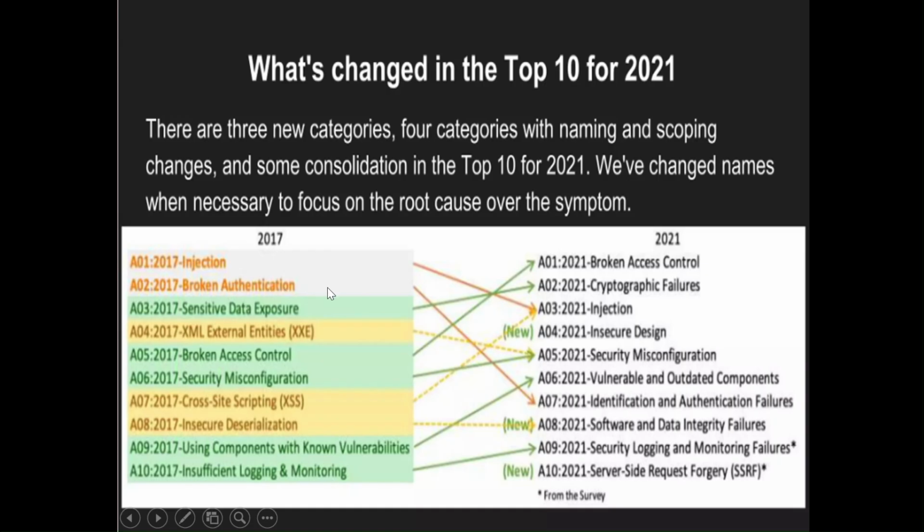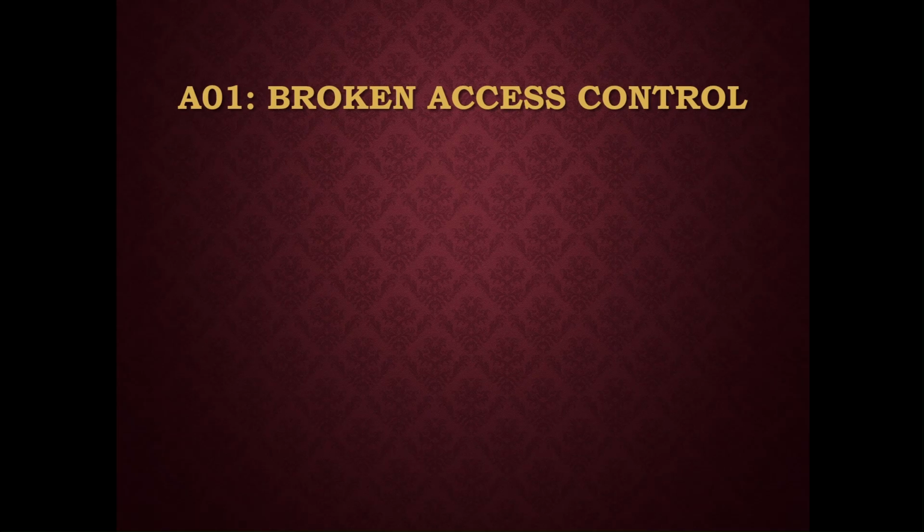Broken authentication was second. Now it has moved to number 7 and changed its name to identification and authentication failures. Similarly, these all changed, and 3 new security vulnerabilities were introduced in 2021: insecure design, software and data integrity failures, and server-side request forgery. Access control.